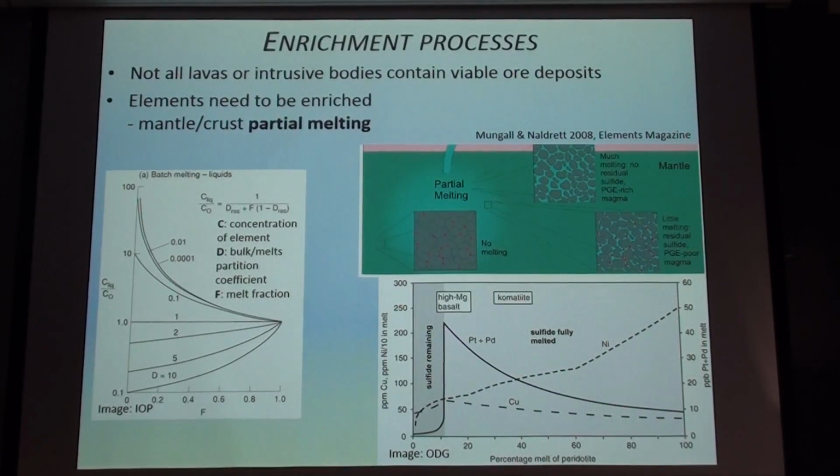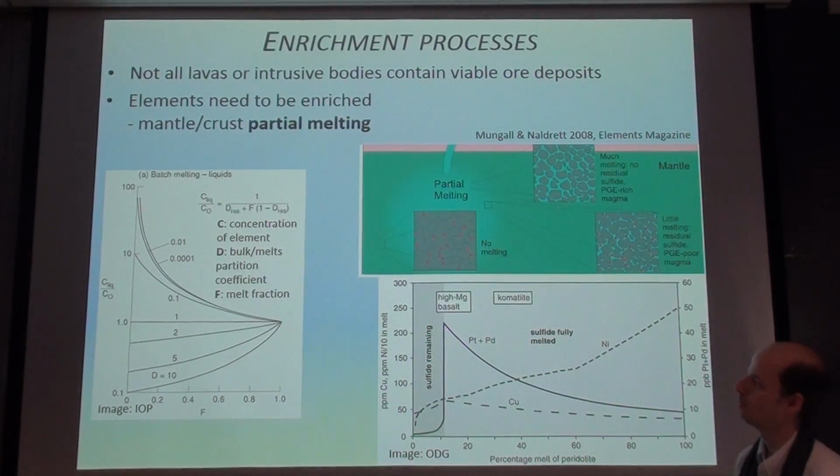So, as I mentioned, and as you know, not all lavas contain ore deposits. Ore or metals need to be enriched in the magma in order to have something that is economically viable. And this can occur by a variety of processes. Here we start by looking at where the magma comes from. The magma comes from partial melting of the mantle, for instance, or the crust. And during partial melting, different chemical elements behave differently.